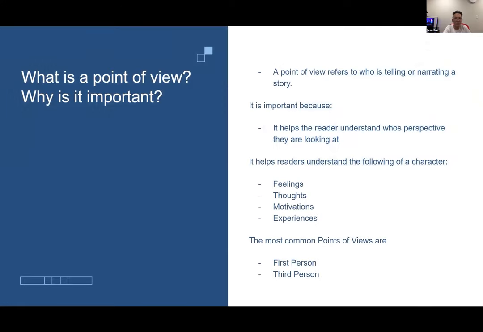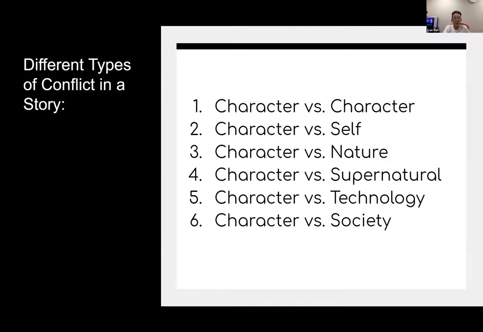And could we go back, please? Okay, so the sixth type of conflict in a story would be character vs. society. That would be the character going against a norm in society, or something that many people in the society believe in.